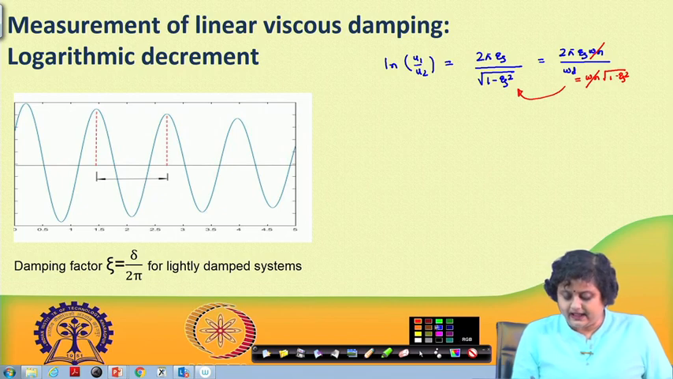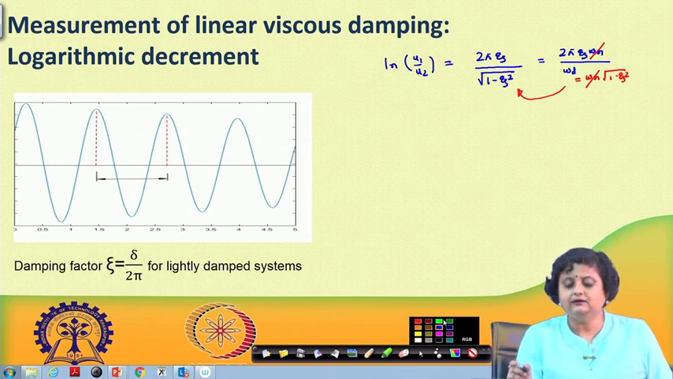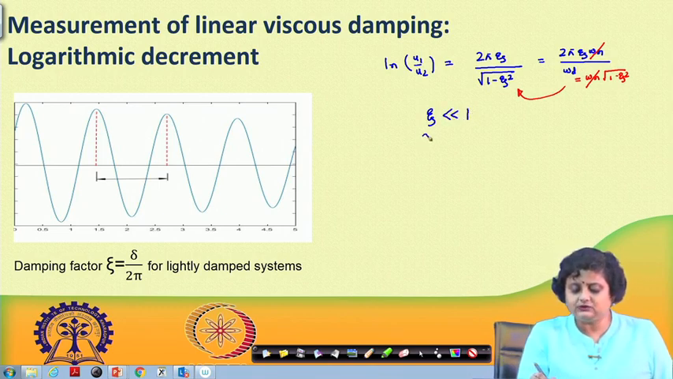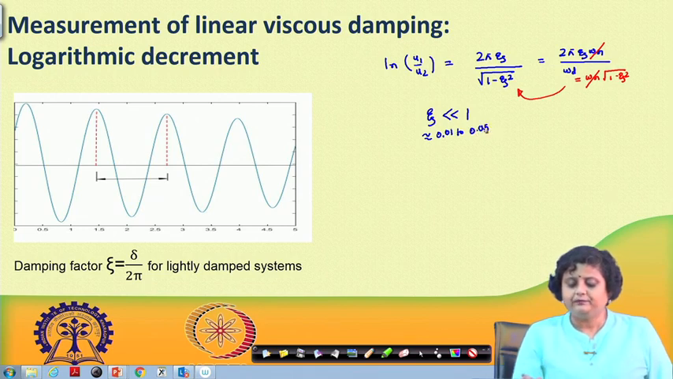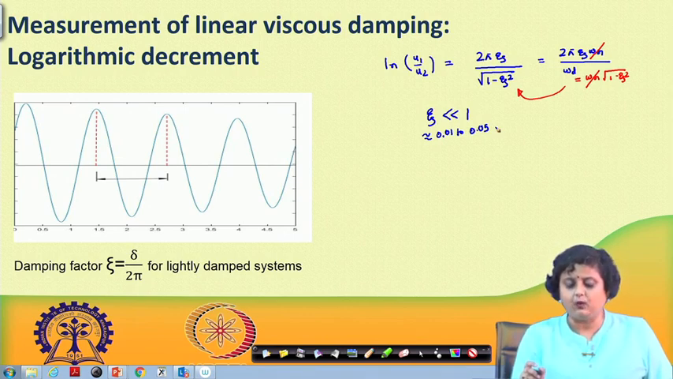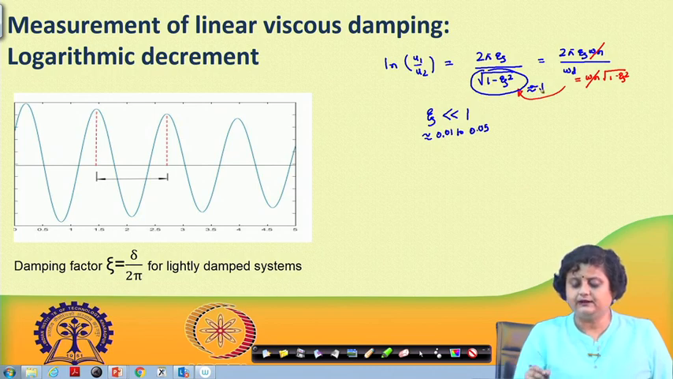Now, as we have discussed earlier, for most real life systems, zeta is very small, very much lower than 1. It comes in the range of like 0.01 and maximum 0.05. Okay. So, 0.05 is for rubber. So, zeta square becomes even smaller than 1. Therefore, this 1 minus zeta square for a lightly damped system can almost be written as 1.